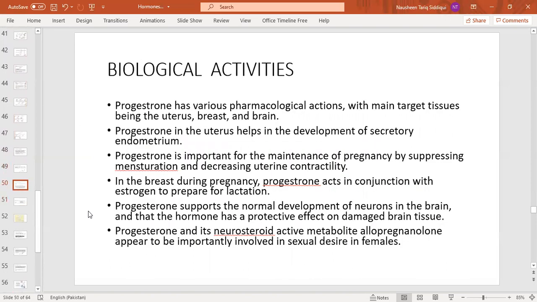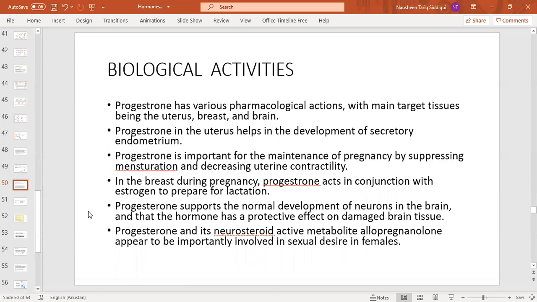Okay, biological activity. Progesterone has various pharmacological actions with the main target tissues being the uterus, breast, and brain. Progesterone in the uterus helps in the development of secretory endometrium. Progesterone is important for the maintenance of pregnancy by suppressing menstruation and decreasing uterine contractility. In the breast during pregnancy, progesterone acts in conjunction with estrogen to prepare for lactation.